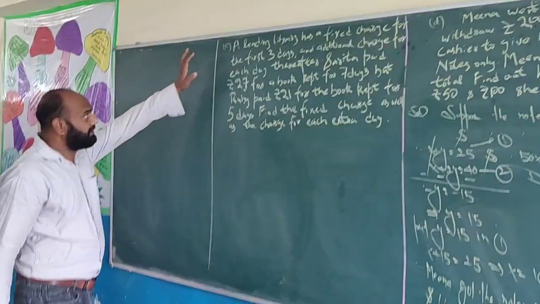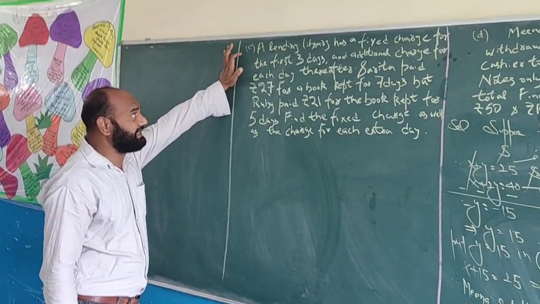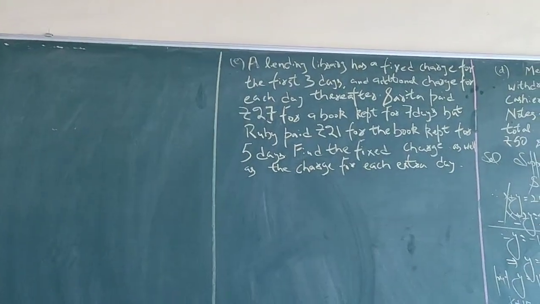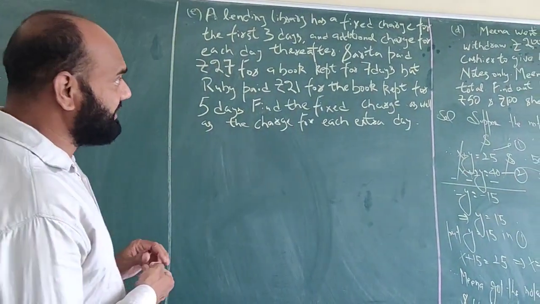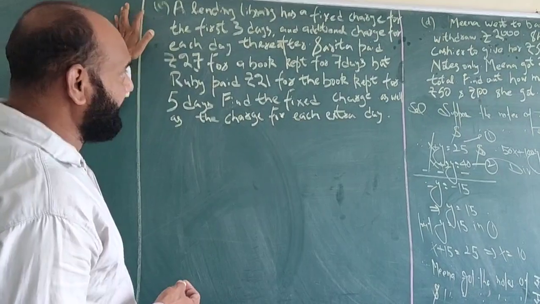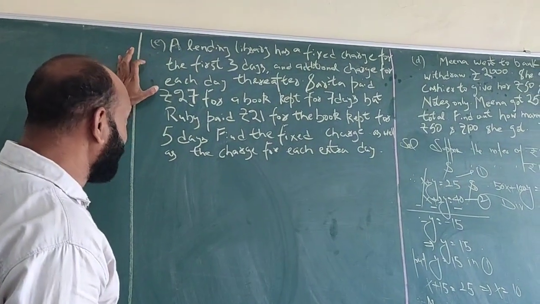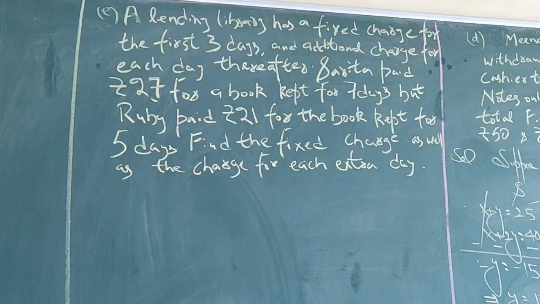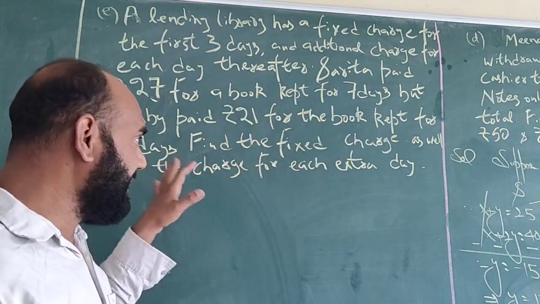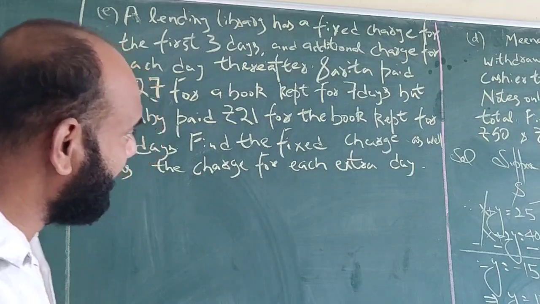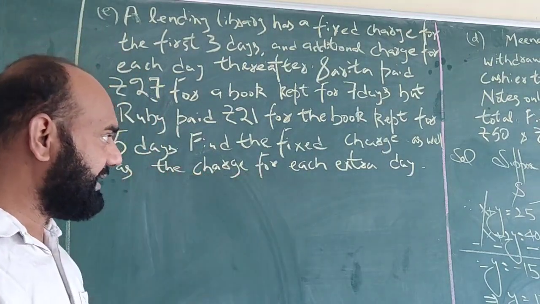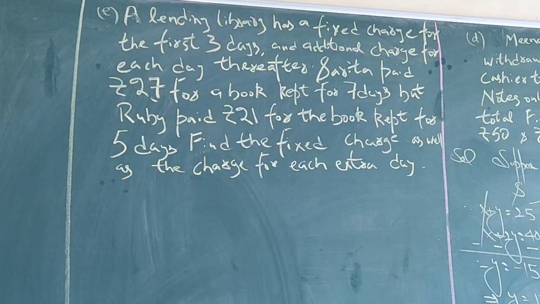And the last part of this exercise: a lending library has a fixed charge for the first 3 days and an additional charge for each day. Therefore, Sarita paid rupees 27 for a book kept for 7 days, while Ruby paid rupees 21 for the book kept for 5 days. Find the fixed charge as well as the charge for each extra day, meaning each per day.